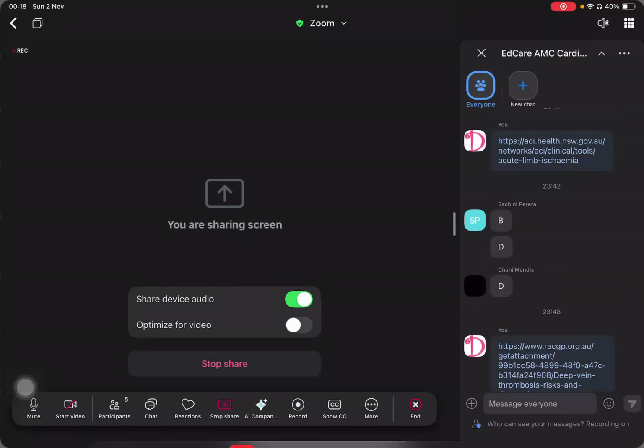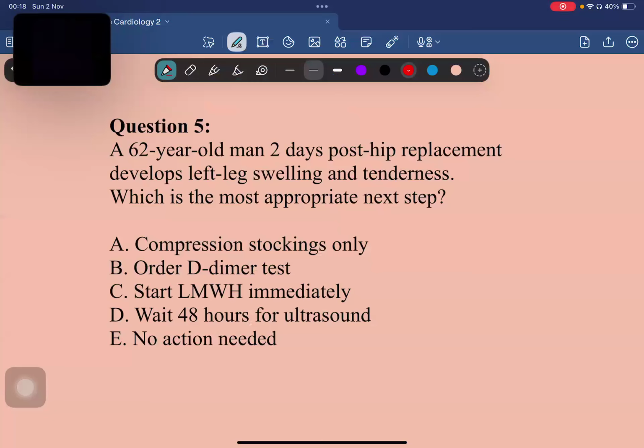Okay, so with the discussion we just had, this is a high risk. I remember I said about the hip replacement. It's something you have to remember in DVT. So this is a high risk. And I would also call this a provoked DVT because there's a recent major surgery, with clear DVT symptoms: left leg swelling, tenderness.